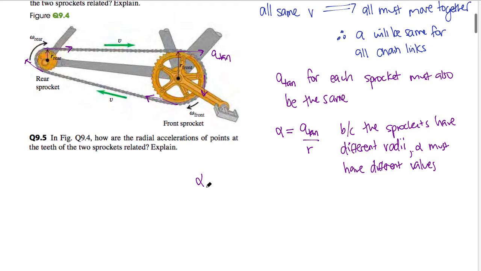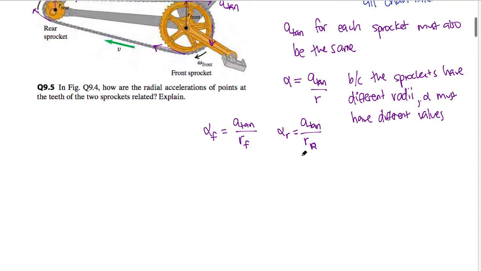So alpha of, let's say, the front sprocket is going to be tangential acceleration, which is the same for everybody, over the radius of the front sprocket. Similarly, alpha of the rear sprocket will be, again, the same tangential acceleration, just divided by the radius of the rear sprocket. I'm going to do a big R here. So, how are these two related? Well, they're just related, it seems, through this ratio of radii. So I can solve one of these for the tangential acceleration. So let's just solve this front angular acceleration for it.